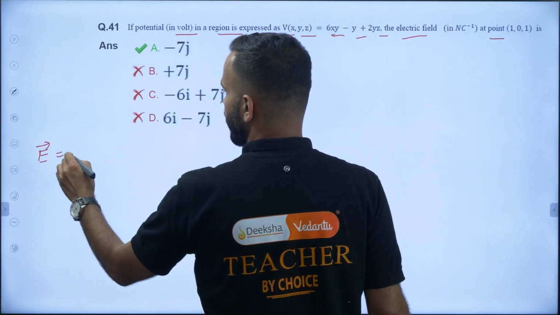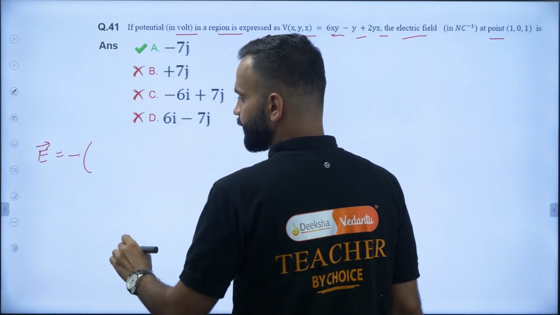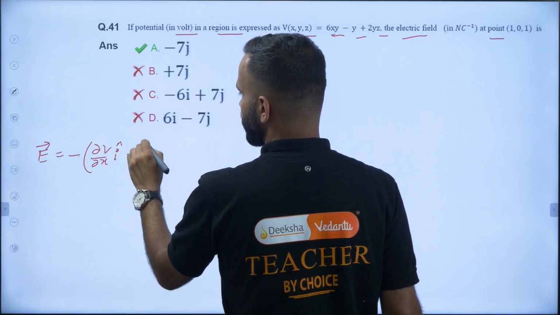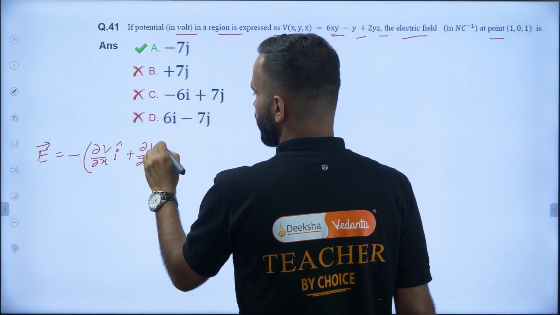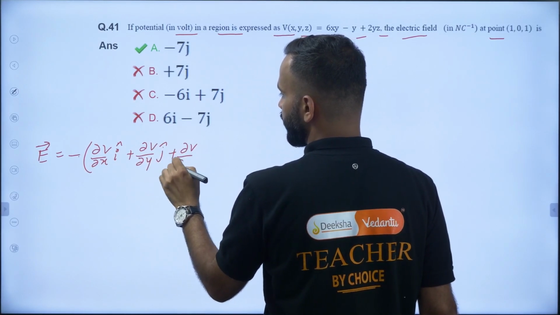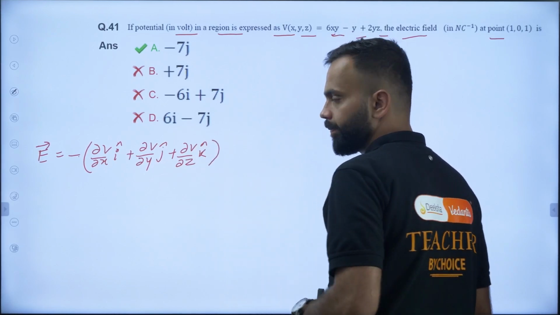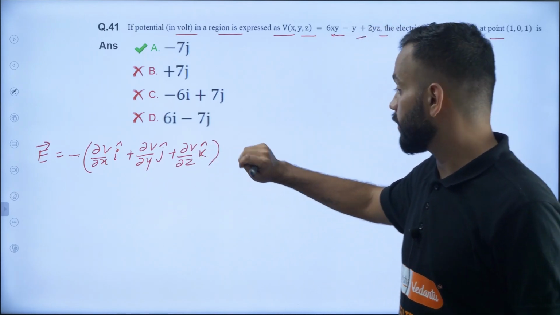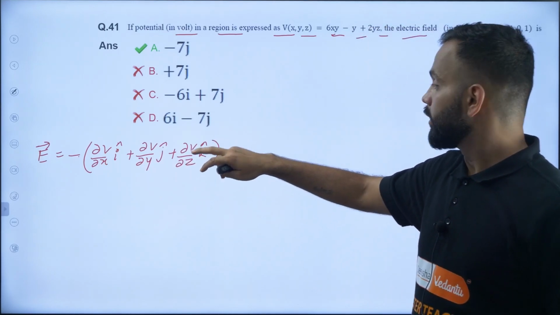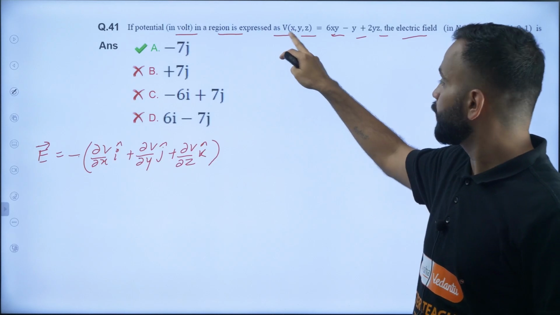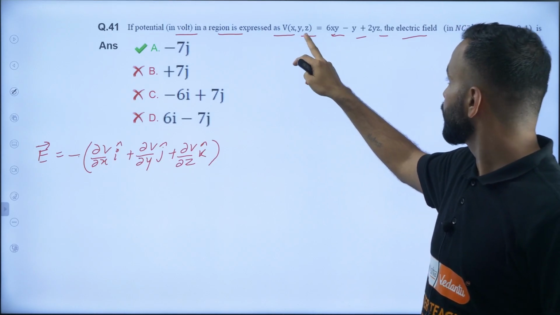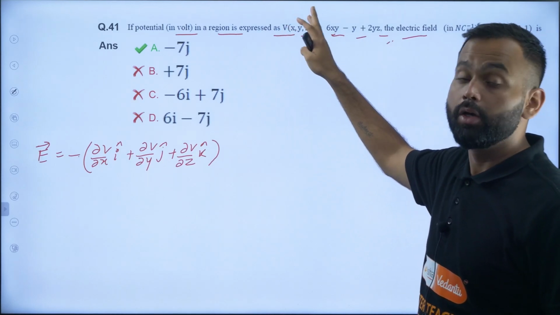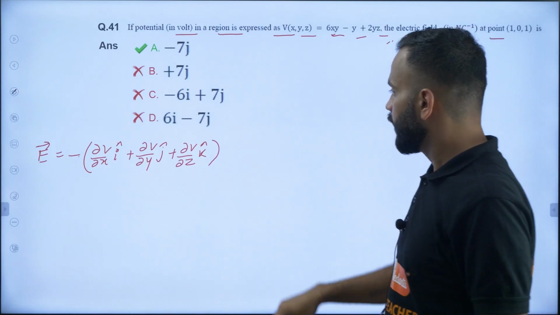So E vector is equal to minus of dou V by dou x i cap plus dou V by dou y j cap plus dou V by dou z k cap. Okay, so what is the meaning of dou V by dou x? That is partial differentiation, right? In partial differentiation we differentiate the function with respect to x, keeping y and z as constant. Here the function is the electric potential in terms of x, y, z.